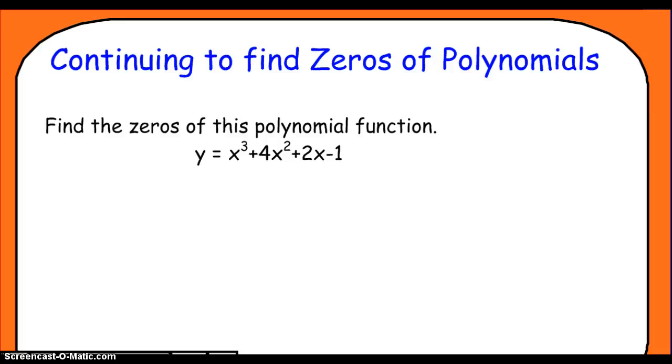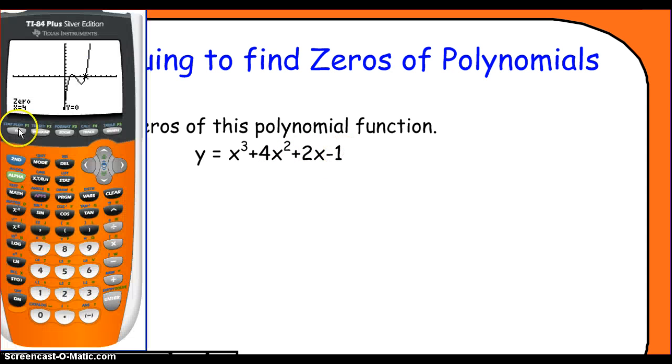So let's look at another example. Find the zeros of this polynomial. This one again is cubic, and it's a polynomial of 4 terms. So I'm going to go back to my calculator, hit y equals, clear that out, and type in this function, this polynomial. X squared plus 2x minus 1. And I'm going to hit graph.